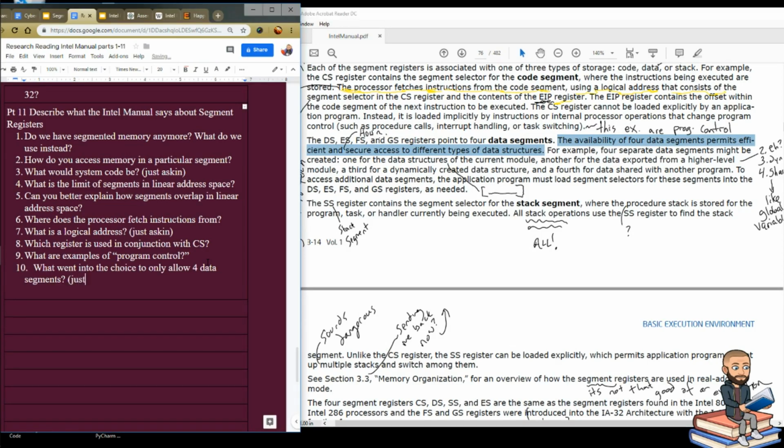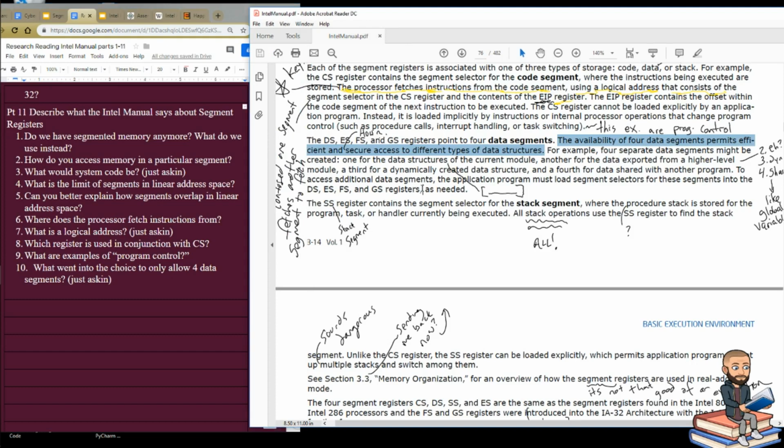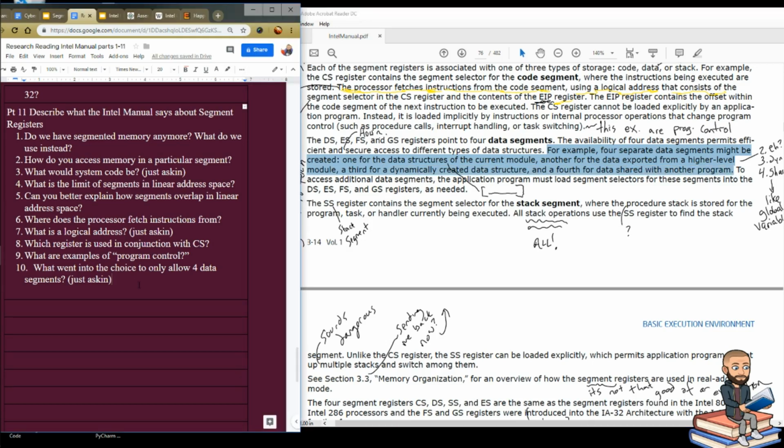So there's a really funny kind of question: what was the thought process that went into the choice to only allow four data segments? Why not 5 or 3? Might be a bad question, but asking it helps me remember. So it says, for example, four separate data segments might be created: one for the data structure of the current module, another for the data exported from a higher level module, a third for a dynamically created data structure, and a fourth for data shared with another program. Okay, so that actually really did answer this.